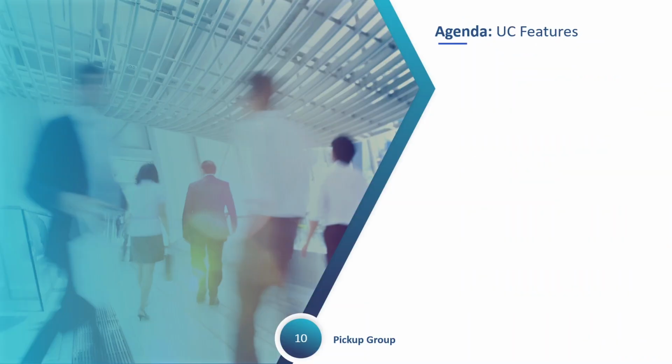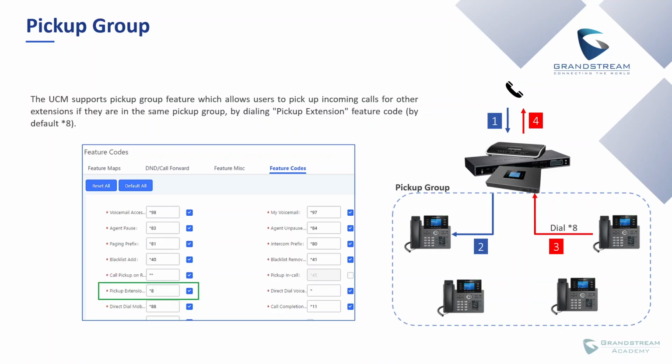And next, we're going to talk about pickup group. The UCM supports the pickup group feature, which allows users to pick up incoming calls for other extensions if they are in the same pickup group. Users in the same pickup group can pick up unanswered calls of other extensions without actually going to the phone itself. The default feature code for call pickup extension is *8.